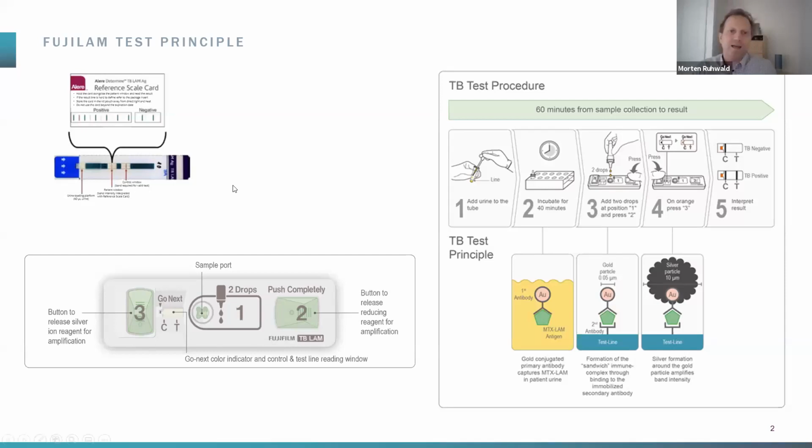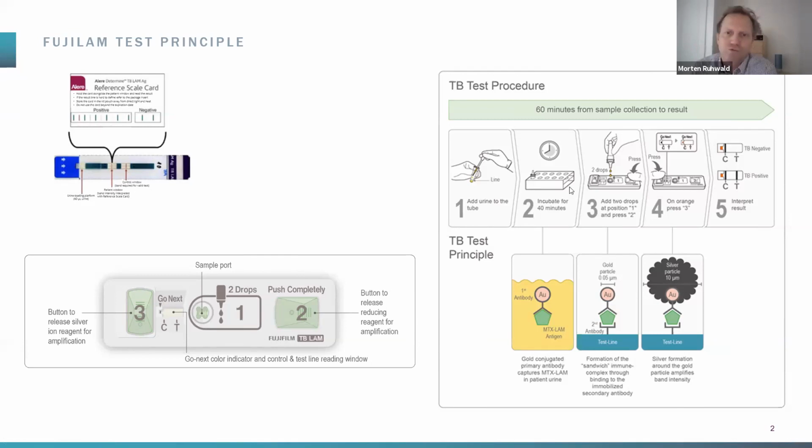So I have added an image of the FUJILAM test here. It's a rapid diagnostic test, and over here I have illustrated the test procedure. Just to give you a quick overview, this is a relatively complicated test because it's basically a small laboratory inside a plastic chip that is needed to drive a higher analytical sensitivity.